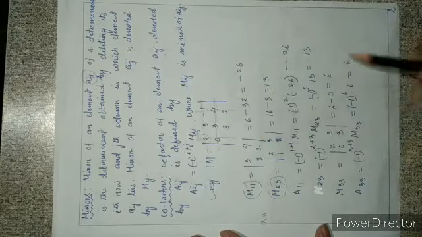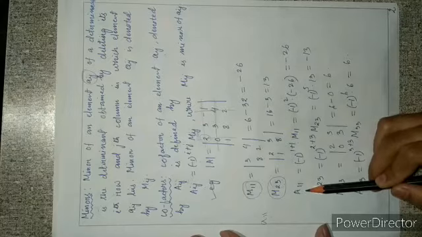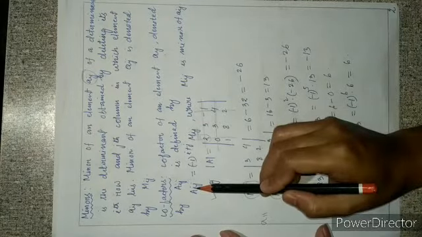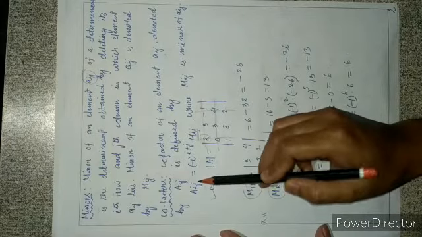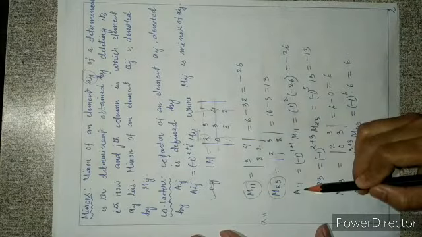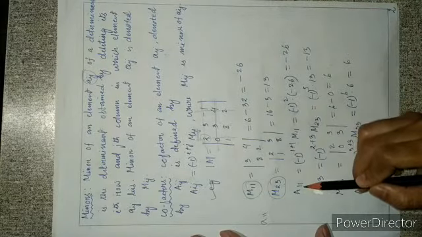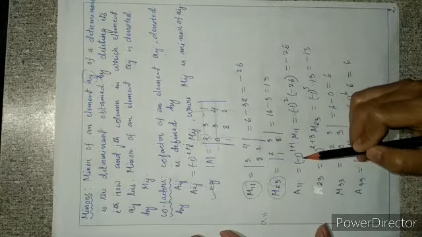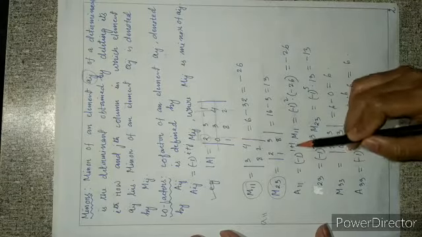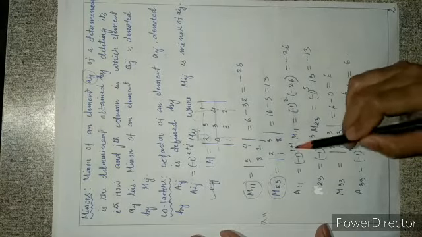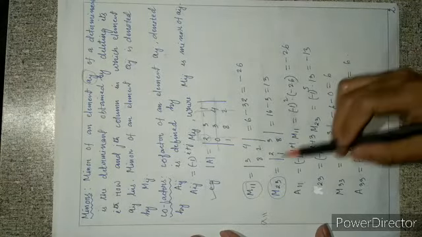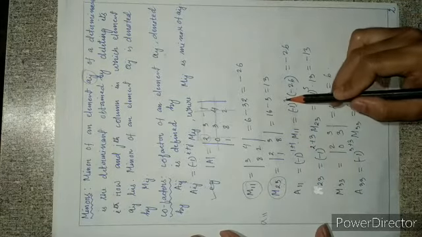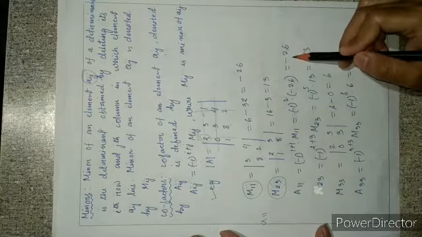So cofactor A11. In this capital A11, the value of i is equal to 1 and the value of j is equal to 1, which is equal to minus 1 whole to the power 1 plus 1 multiplied by M11. Since the value of M11 is equal to minus 26, and minus 1 whole square is plus 1, it should be minus 26.